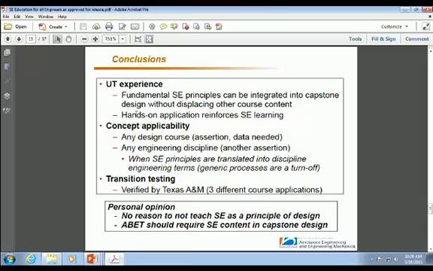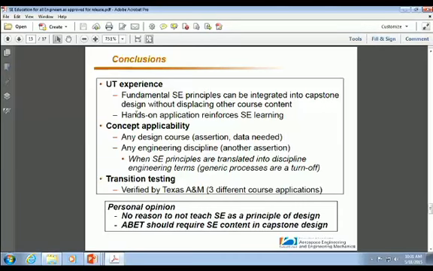Our concept, and I think the challenge that most of us are going to have in talking to other disciplines, is you want me to teach systems engineering in my design course? What do you want me to not teach? And here's the answer. The answer is, you can teach systems engineering in a capstone design course without displacing any other content if you structure the design course that way. It can be done. I think it's applicable to any design course. I think it's applicable, and that's an assertion. I don't have any data.